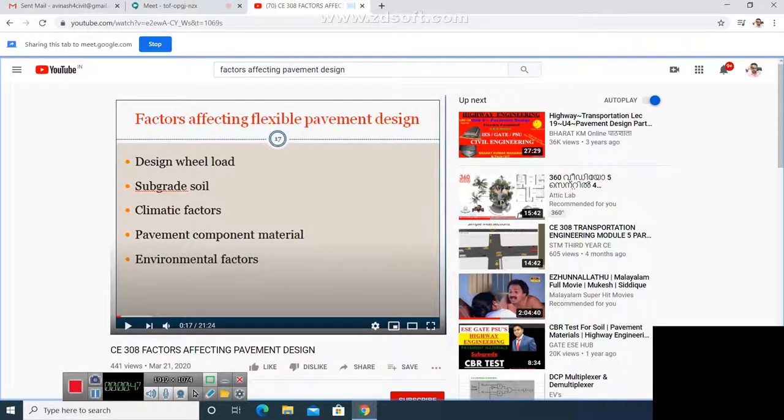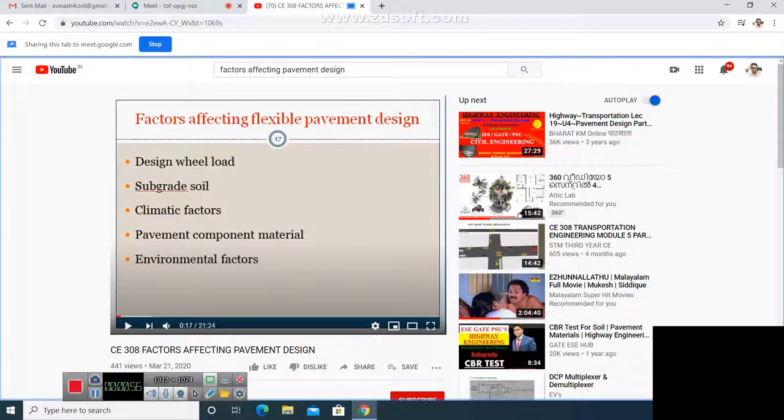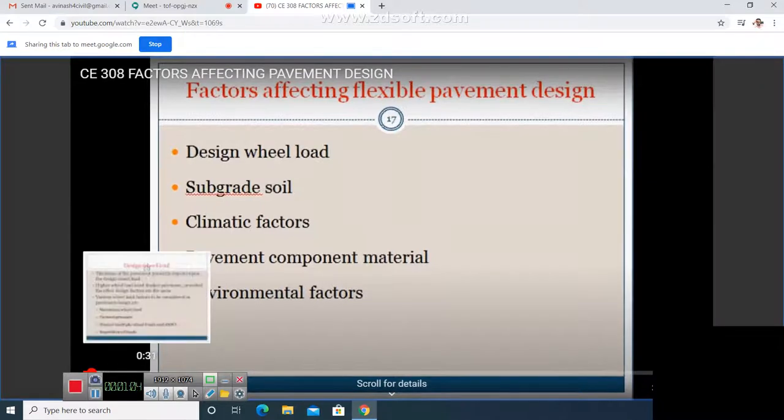What are the factors affecting a flexible pavement design? The factors affecting the flexible pavement design are, first, design wheel load. Design wheel load is one factor affecting the flexible pavement design.